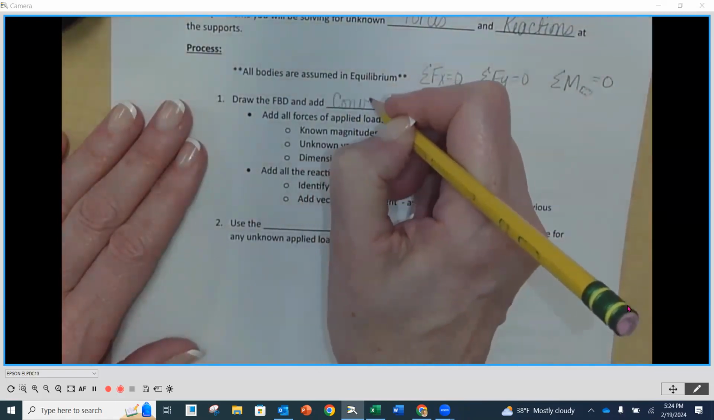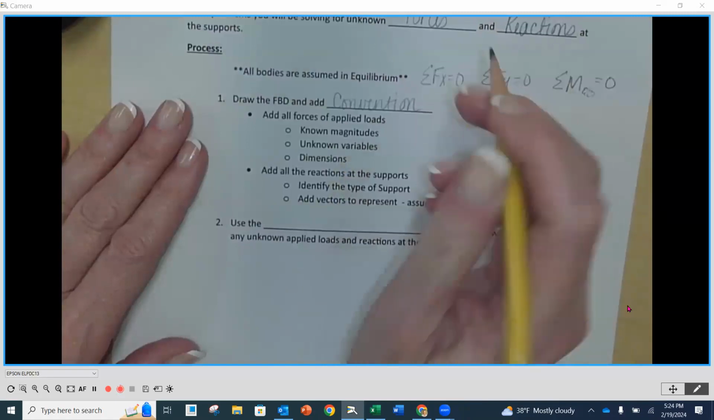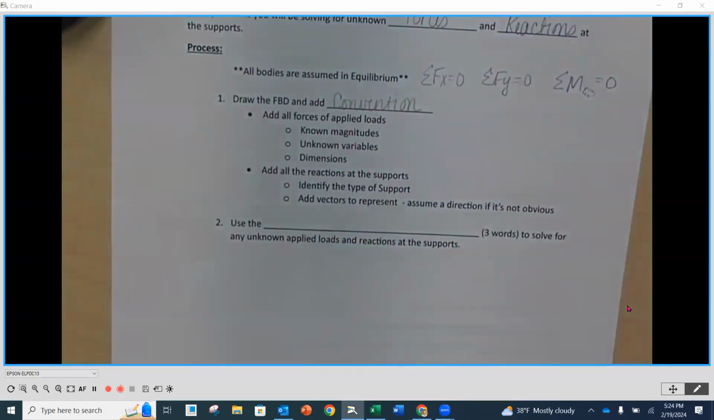The convention. Yes, the convention. Okay. Always on each one of our individual problems. We're not doing it for a set of problems. We're doing it for each problem.